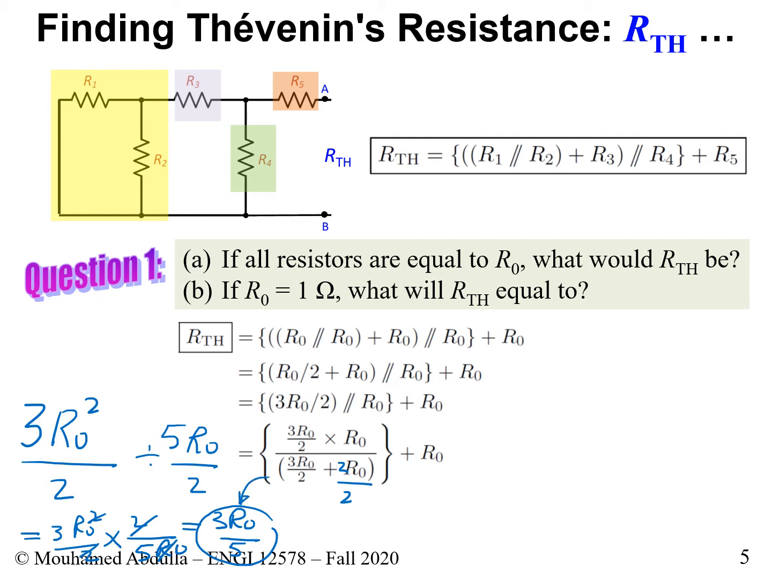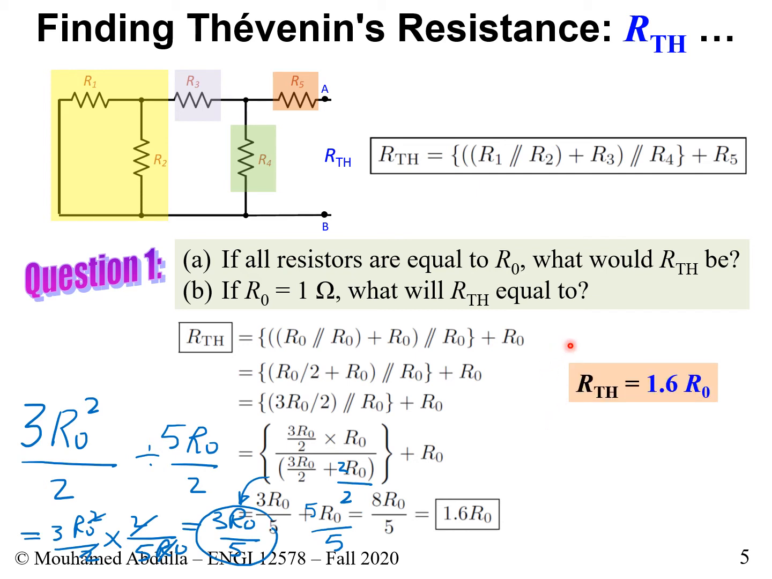Okay, so let's see what we get here. Like we said, we got 3 R0 divided by 5 plus R0, and now you could also put them with the same common denominator. So you could put a 5 here and a 5 here. So now you have them with a common denominator, you could add them. So 5 plus 3, that gives us 8 R0 over 5. And 8 divided by 5 gives us 1.6 R0.